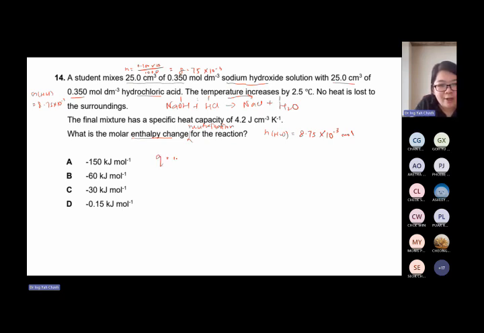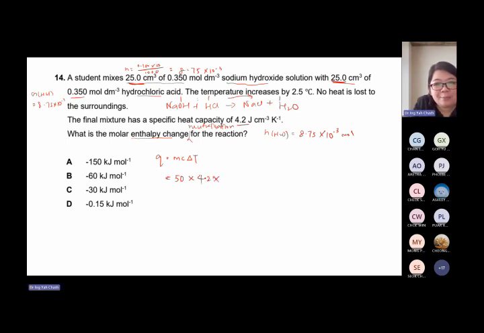Use this formula, Q equals mc delta T. When you are mixing two solutions together, the total volume will be the m that we're going to use. I know m means the mass, but we always assume that 1 centimeter cube of the solution has 1 gram. 25 here plus 25, total volume is 50. c is given. If it's not given, you find it from the table of important values in the question paper at the end. But here you are given, so 4.2.